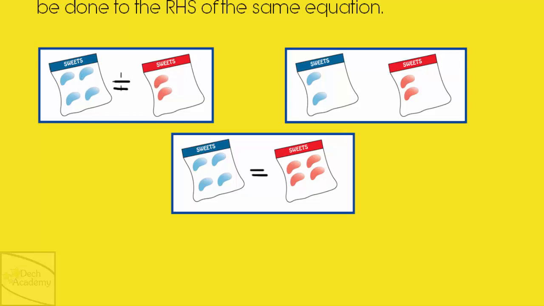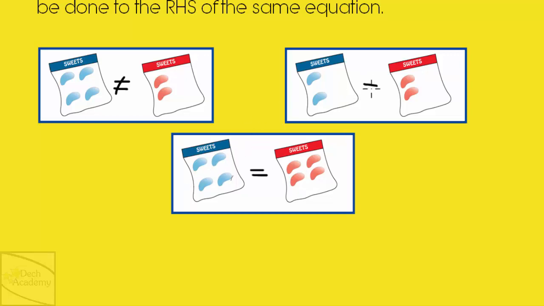Are the number of sweets equal? No. Initially, we have equality. We change the right-hand side, and all of a sudden, we've lost equality. In order to preserve equality, whatever you do to the right-hand side, you must do to the left-hand side of an equation. So now, imagine if we take 2 sweets out of this bag on the right-hand side, and we take 2 sweets out of the bag on the left-hand side.